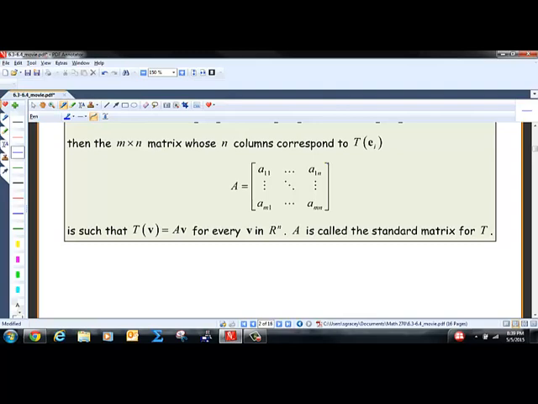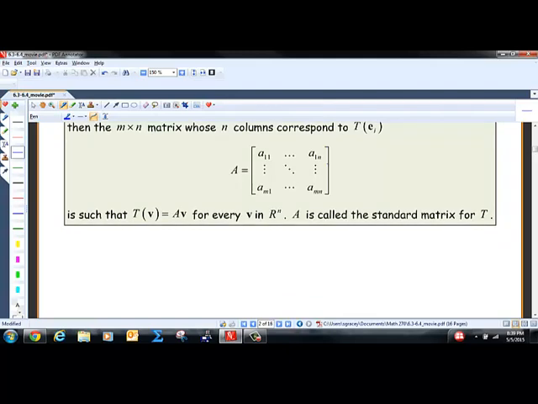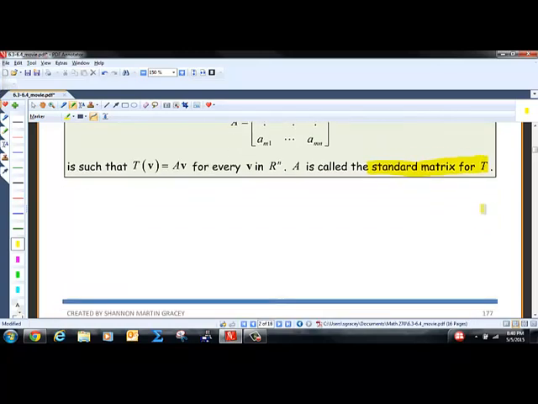Notice that with this matrix A you get A times v. Remember, v is the pre-image, and A times v represents the w vector we're usually talking about, which would be the image of the transformation. A is called the standard matrix for T, and you're going to want to remember this. Alright, so let's take a look at the proof of this.